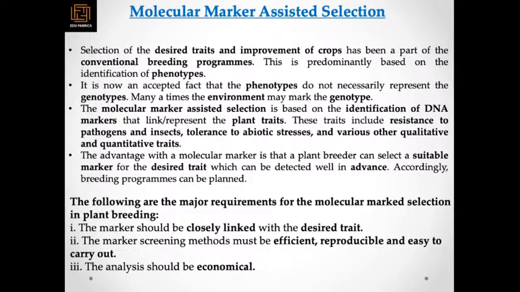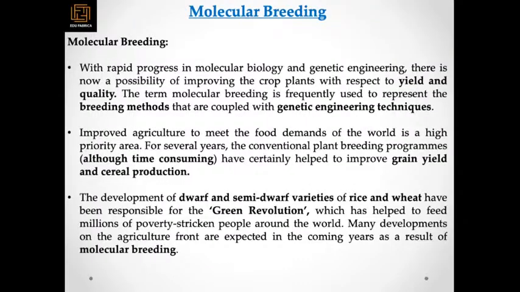So these are the desired traits and improvement of crop plants which have been part of conventional breeding programs. And this is predominantly based on the identification of phenotypes. And the phenotypes don't necessarily represent the genotype. Many times the environment masks the genotype here. So following are the major requirements for molecular marker based selection in plant breeding: they should be closely linked with the desired trait, highly efficient, reproducible, and easy to carry out. The analysis also should be economical in that sense.